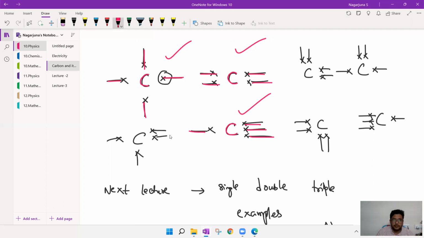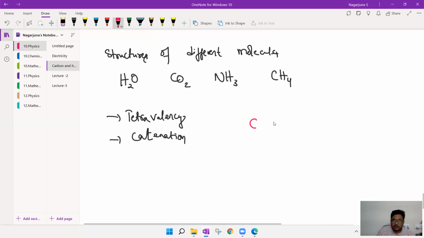Means carbon can go with single bonds. Carbon can go with double bonds. Carbon can go with triple bond also.